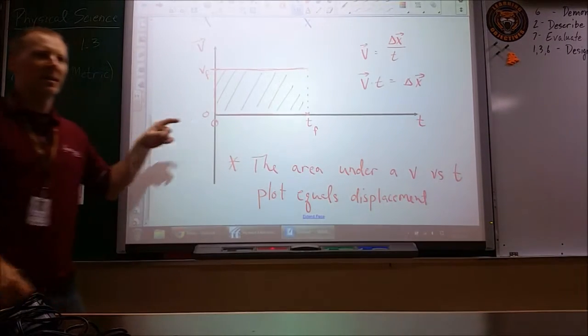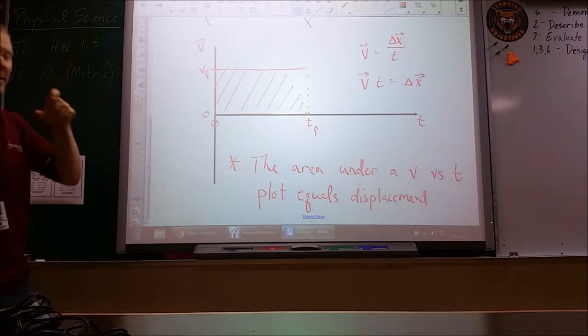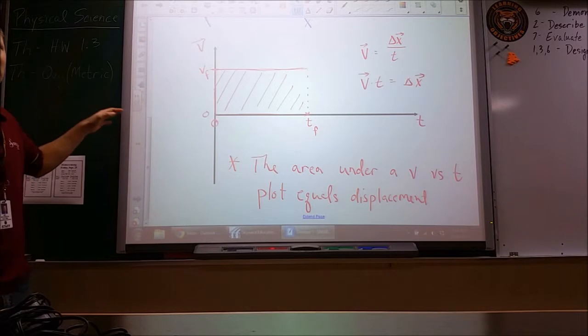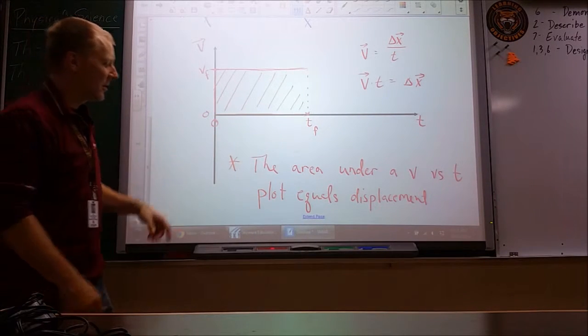This is actually the opposite rule for the derivative rule. This in calculus is called an integral, which is just summing up the area under a curve. So these two things are similar.